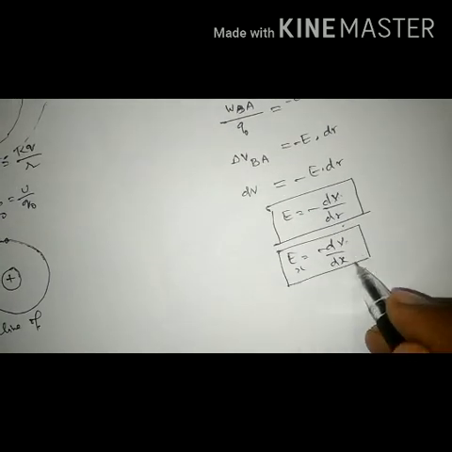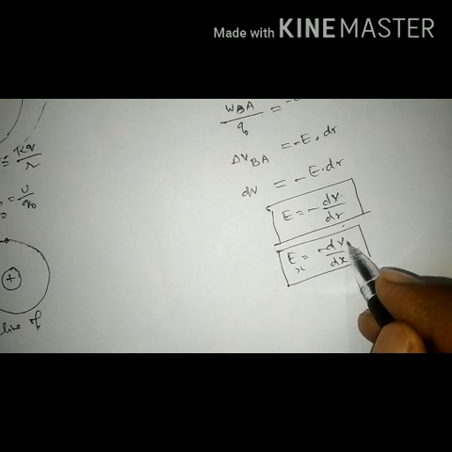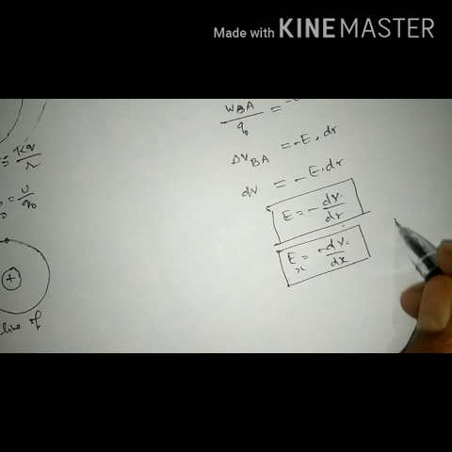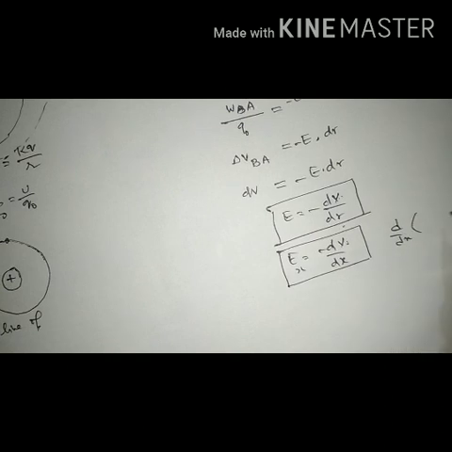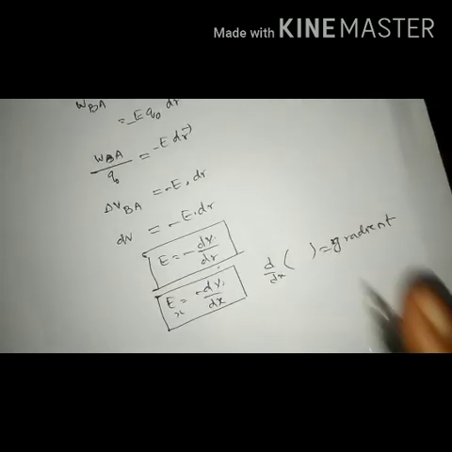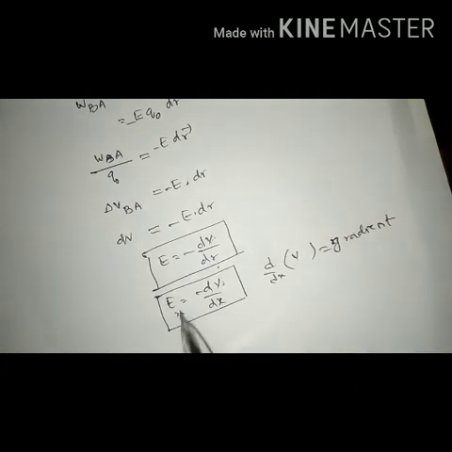So this dV by dx means any physical quantity which changes with the distance. We call this term d by dx of some physical quantity as gradient. This is called as gradient. So here potential is changing, we call it as potential gradient.